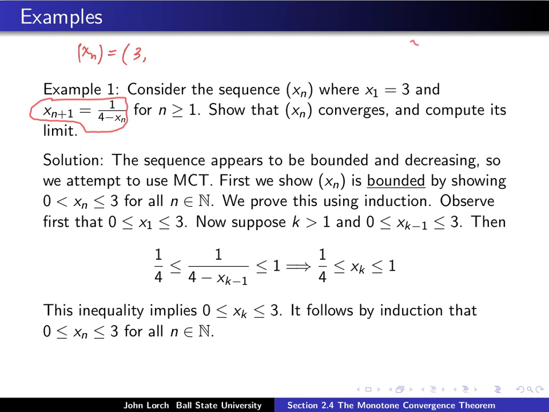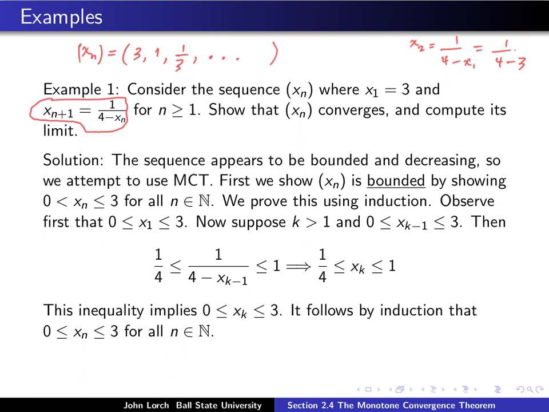So for instance, if I want to get x2, the next term in the sequence, I need to take 1 over 4 minus x1. But x1 is equal to 3. So that's 1 over 4 minus 3, which is otherwise known as 1. And so I know that x2 is equal to 1. And you could continue and discover that x3 is equal to 1/3. And maybe it would be nice for you to compute a few more terms just to see what happens.